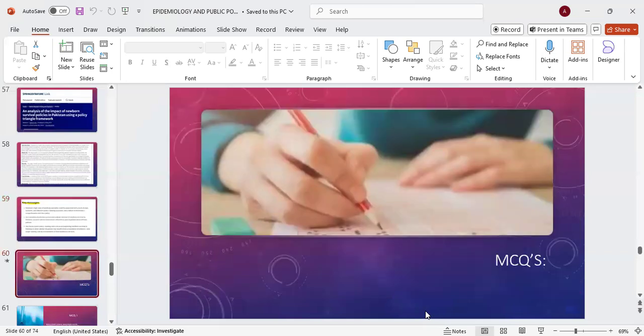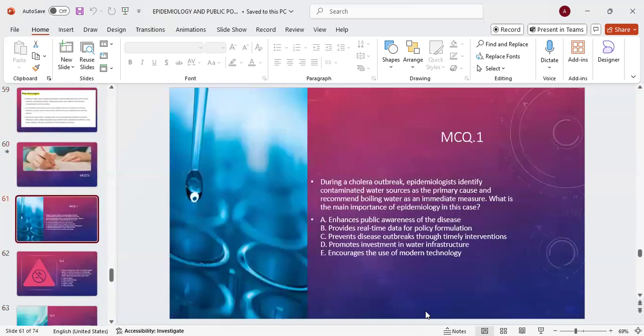Now coming to our MCQ session. First MCQ is: During a cholera outbreak, epidemiologists identify a contaminated water source as a primary cause and recommend boiling water as an immediate measure. What is the main importance of epidemiology in this case?